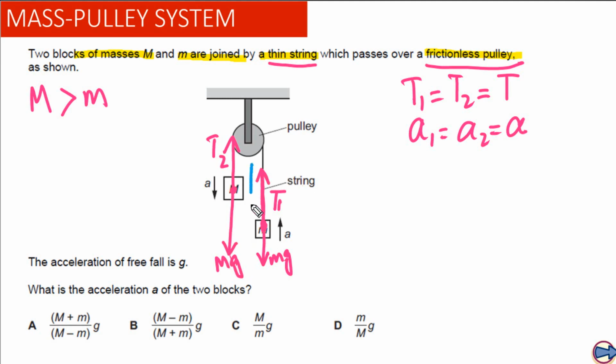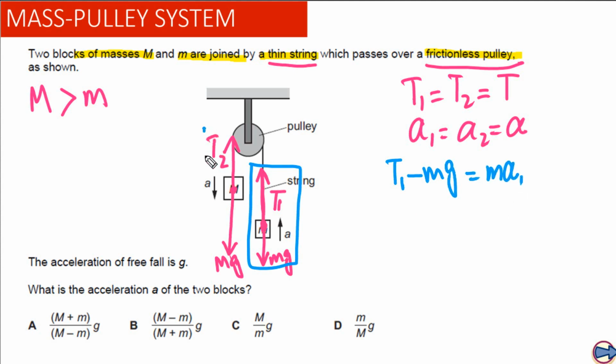So let's try to draw the free body diagram for the small mass. For the small mass, as the upward force is greater, we can say that T1 minus mg has to be equal to m times A1.